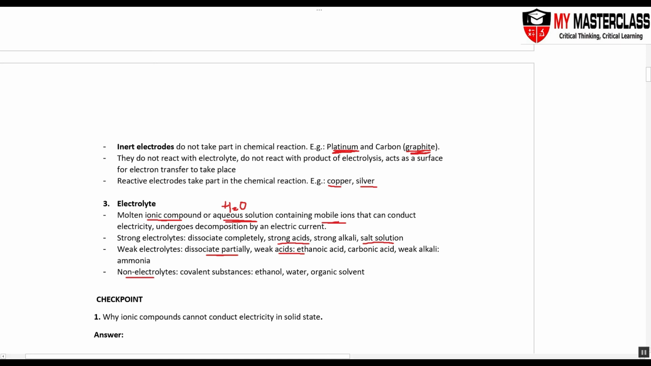Non-electrolytes means if I put pure water inside, H2O, water only without any ions, covalent compounds. These share electrons. So there are no ions and no delocalized electrons to act as charge carriers to conduct electricity. So they are what we call non-electrolytes.